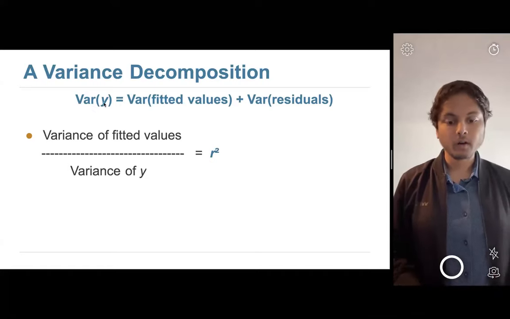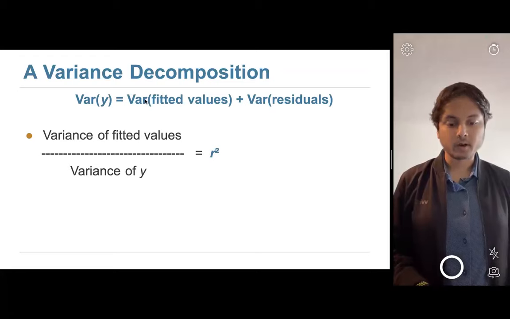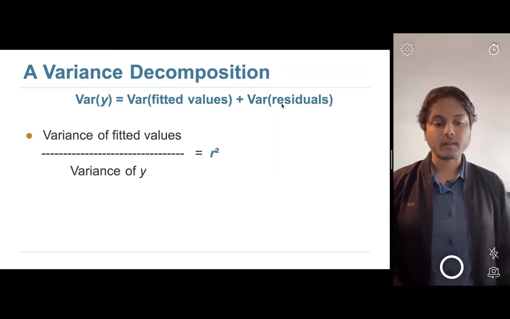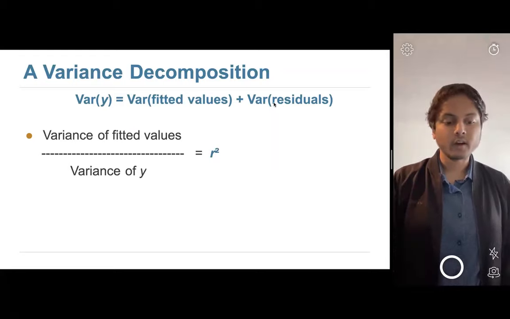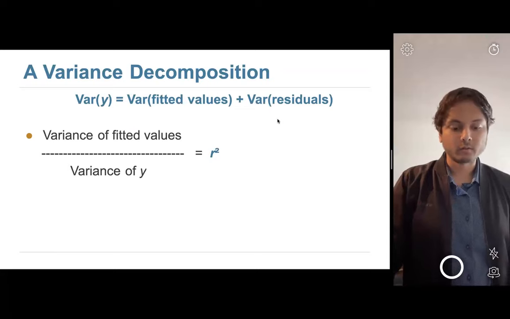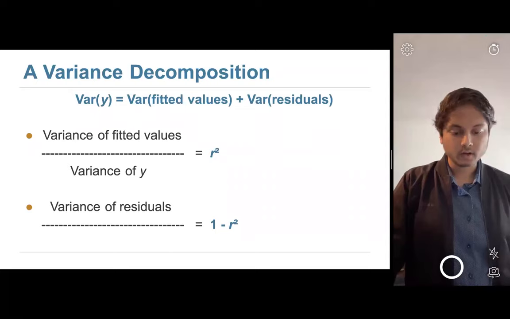That's just 1. This second term here is going to become variance of fitted values over variance of y. Well, that's just r squared right here. So basically, we could put r squared up here. And then on the right side, you're going to have variance of residuals over variance of y. And so if you solve for this thing on the right, you're going to get that variance of residuals over variance of y is actually 1 minus r squared.